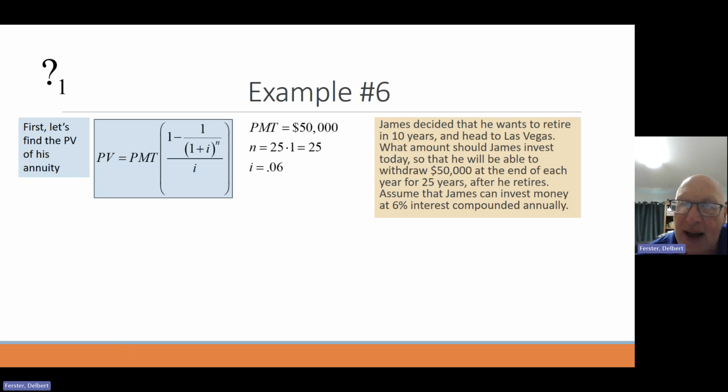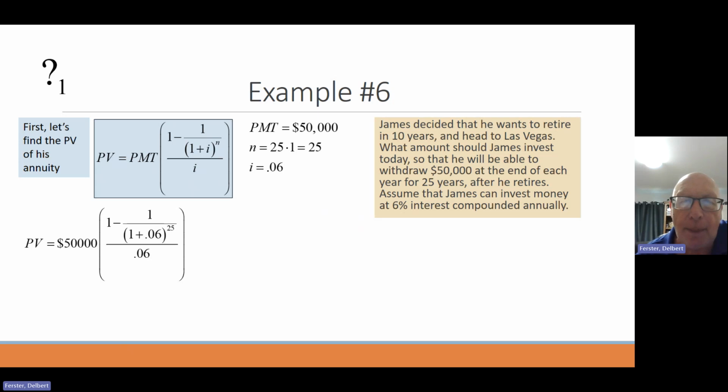Well, we know he wants $50,000 as his payment. We know it's going to have to run for 25 years, compounded once per year because it says compounded annually. And his interest rate per year is the full 6%. I could have shown you 0.06 divided by 1, but it wouldn't have changed the 0.06. Values to plug in will enable us to find how much money needs to be there to start the annuity sequence, to start him being able to withdraw $50,000 each year for a span of 25 years.